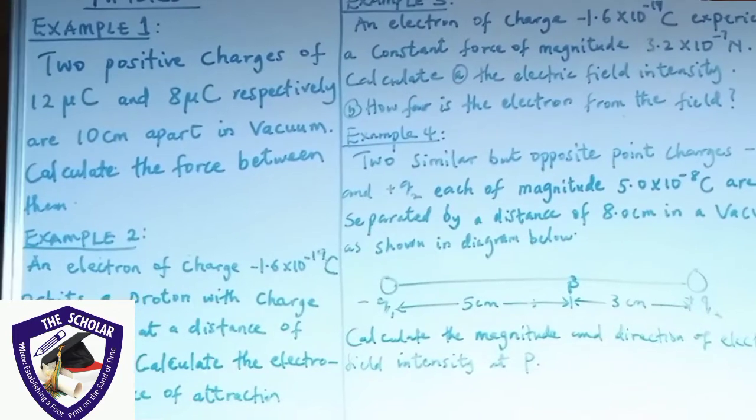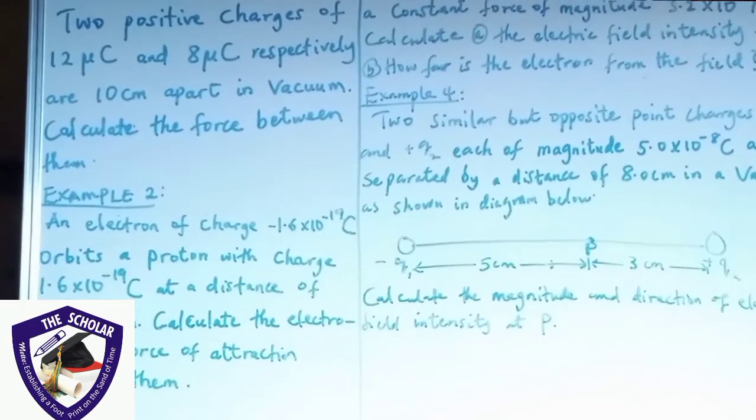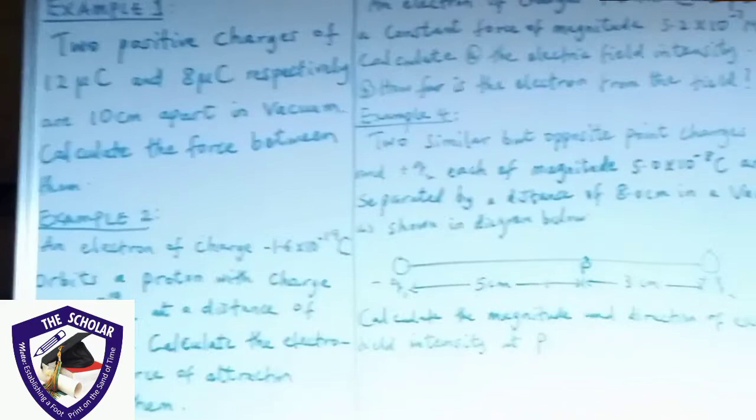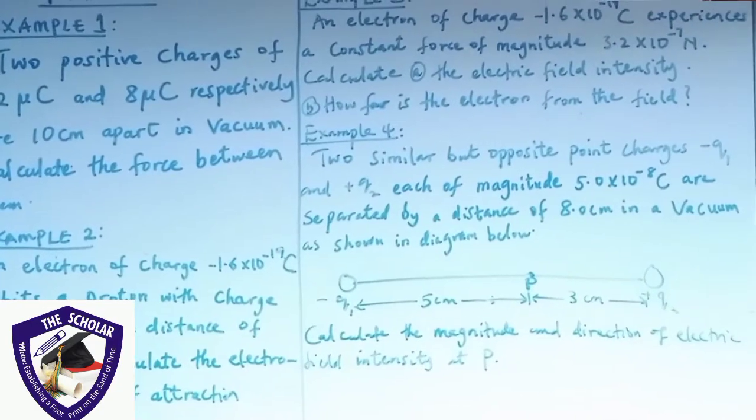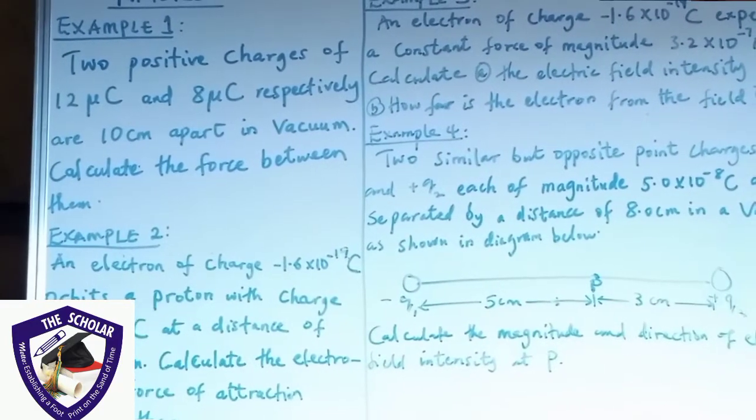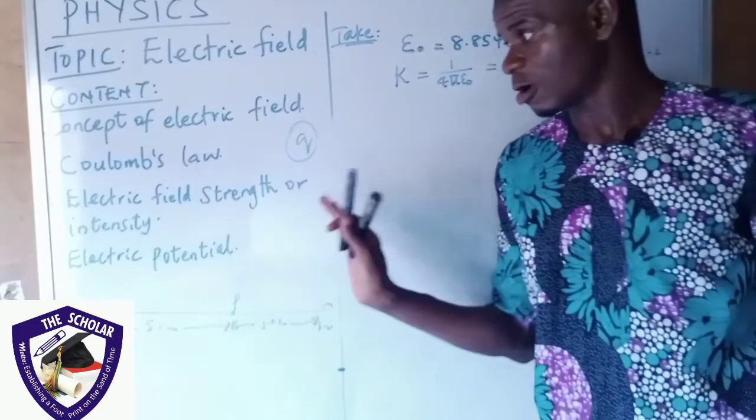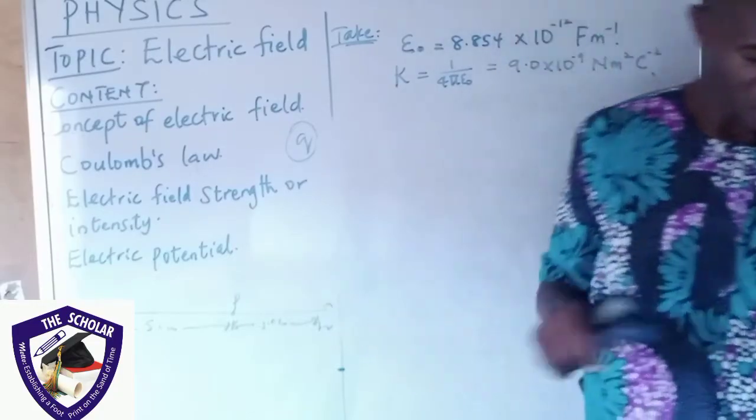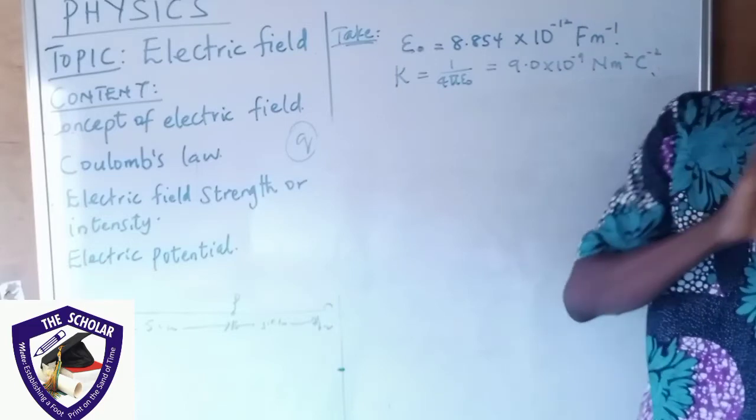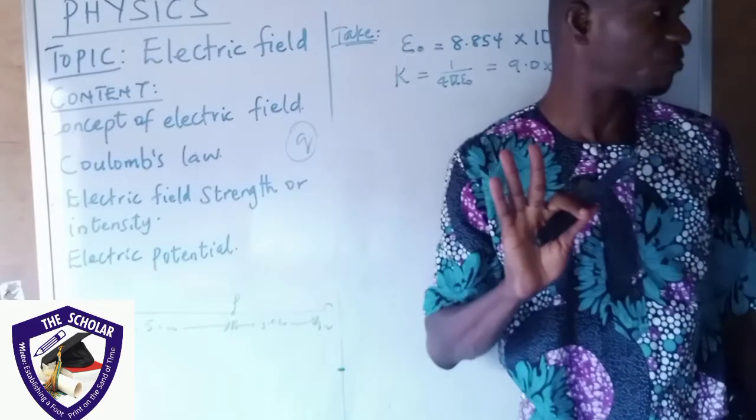3.0 centimeter from this point. So we have to calculate the magnitude and direction of electric field intensity at P. But before I go to this, let me quickly explain something under the concept of those things that affect the electric field intensity. Now, three things affect electric field intensity.